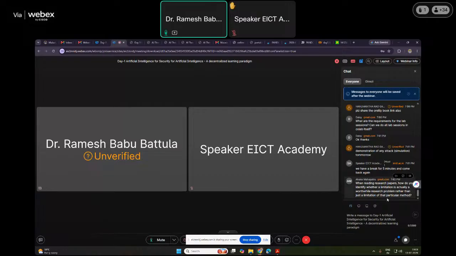When reading research papers, how do you identify whether a limitation is actually a worthwhile research problem rather than just a limitation of that particular method? So basically, for tackling this, it is about identifying what your research problem statement must be. It is very critical, I would say. So you can follow a complete pipeline.